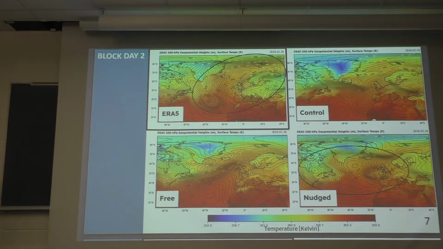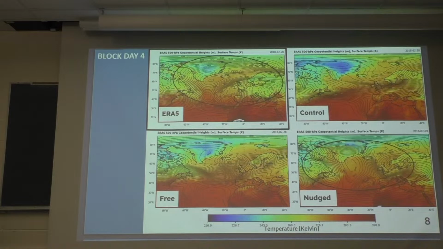The free and the control don't really seem to depict that same pattern, although there might be some slight ridges in the data. And here is towards the end. This is the very last day of the block. And as you can see here, the nudged ensemble clearly most accurately depicts the block and the block's development in this region, as the free and control are similarly zonal in the area that the block actually exists.